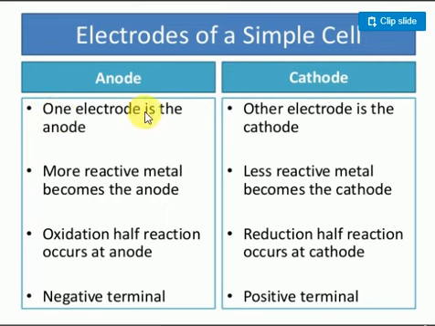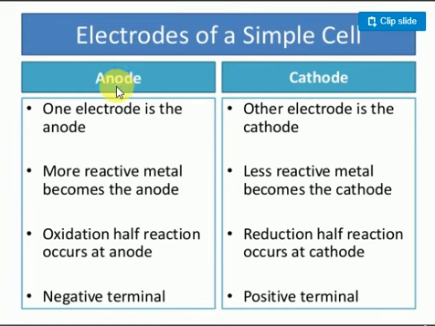One electrode is the anode, and the other one acts as the cathode only. More reactive metals become the anode, very important. The more reactive metal is generally the anode only. Less reactive metals become the cathode only. Oxidation half reaction occurs at the anode only.